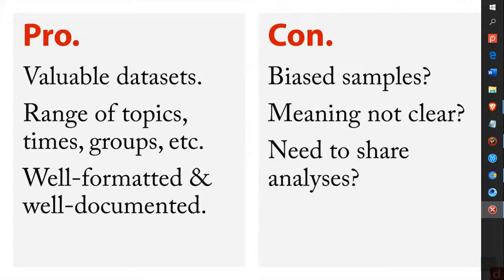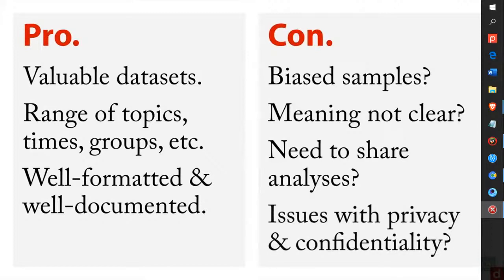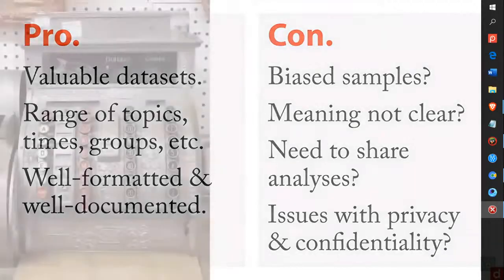And then finally, there are issues with privacy and confidentiality. And in public data, that usually means that the identifiers are not there, and you're going to have to work at a larger aggregate level of measurement.